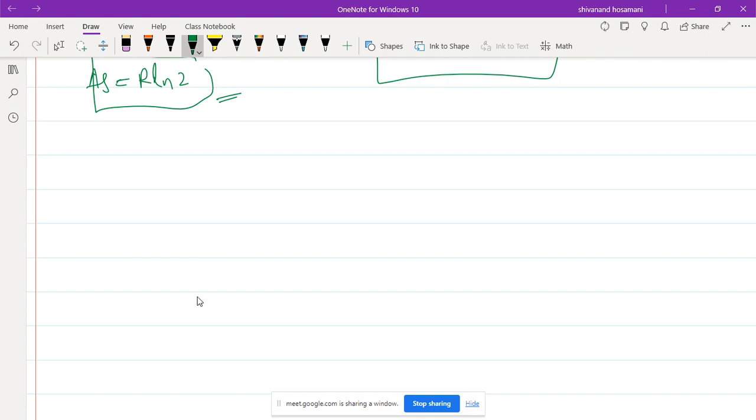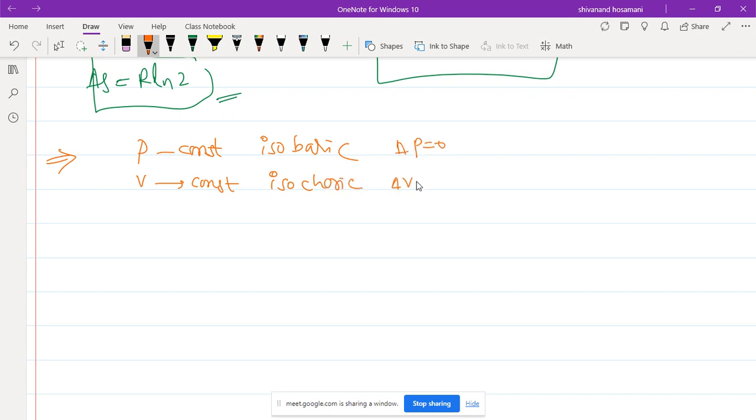So remember this TS diagram. Once again we'll check out all the processes. Okay. P is constant. P constant ಇದ್ರೆ ಏನಂತ ಕರೀತೀರಿ ಅದಕ್ಕೆ, isobaric ಅಂತ ಕರೀತೀವಿ. V constant ಇತ್ತು ಅಂತಂದ್ರೆ we call that isochoric. So here delta P is equal to 0. Here delta V is equal to 0. And delta T constant ಇತ್ತು ಅಂದ್ರೆ we call this isothermal. Therefore delta T is equal to 0. Then Q is constant ಇತ್ತು ಅಂತಂದ್ರೆ that is adiabatic ಅಂತ ಕರೀತೀವಿ.